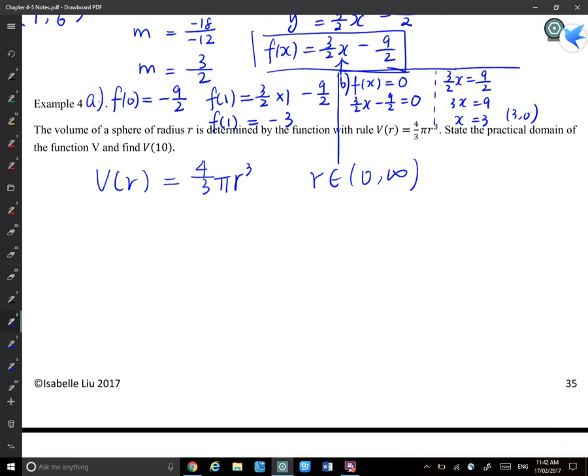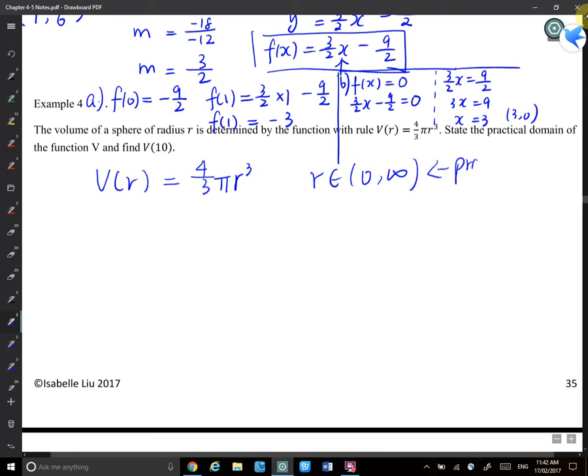Because r is the radius. You can say include 0 or not including 0, it doesn't matter. Your radius can be 0, just no sphere. There are no objects. But it needs to be positive. It can't be negative. If it's negative, then something is wrong for a radius. So the practical domain will be r belongs to 0 to infinity.